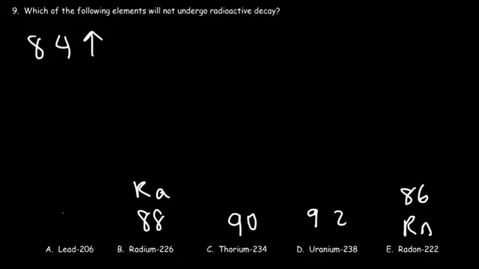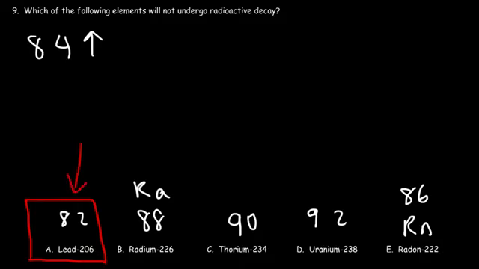Now lead has an atomic number of 82, and it turns out that lead-206 is stable. It does not undergo radioactive decay. But everything else, thorium, uranium, radon, radium, they all undergo radioactive decay at different rates. But this one does not. So A is the answer in this problem. So keep that in mind. Heavy elements with an atomic number of 84 or more are not stable. They will undergo some form of radioactive decay.